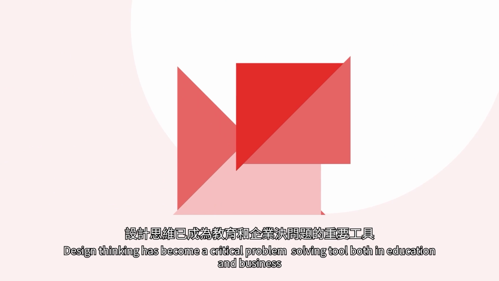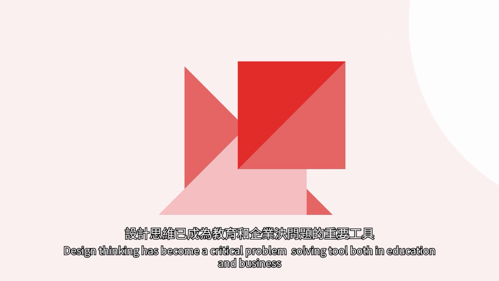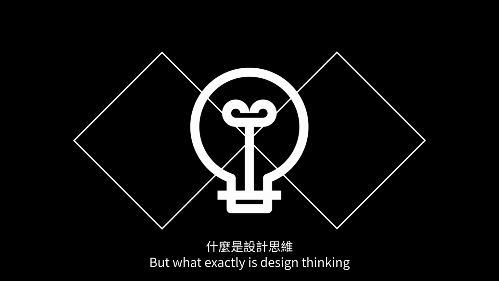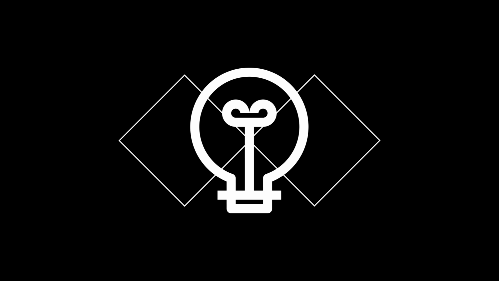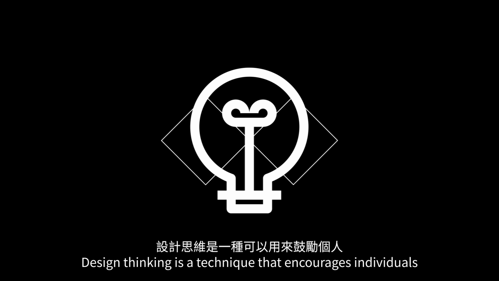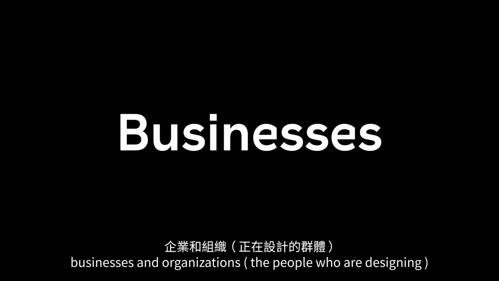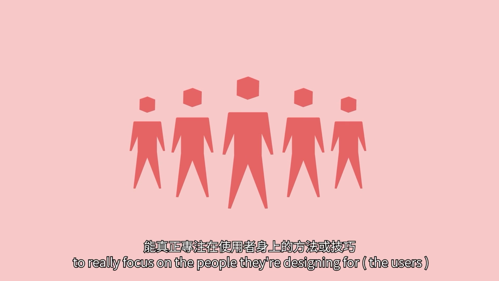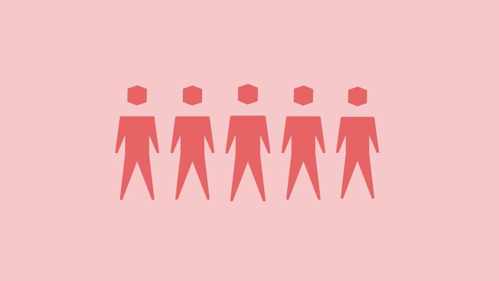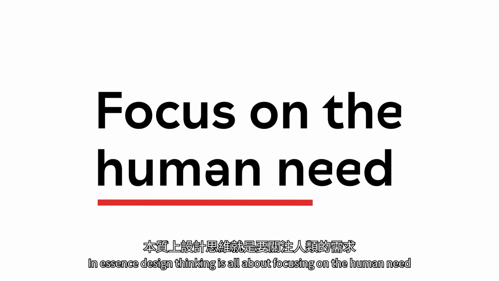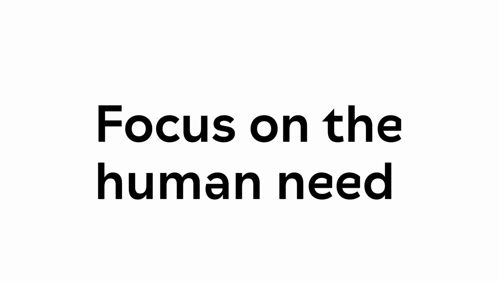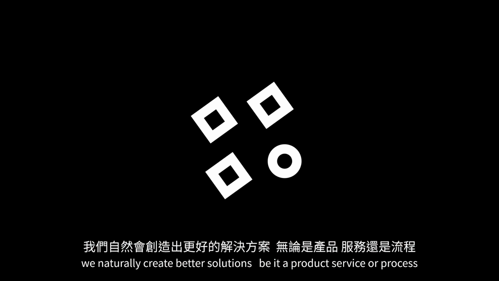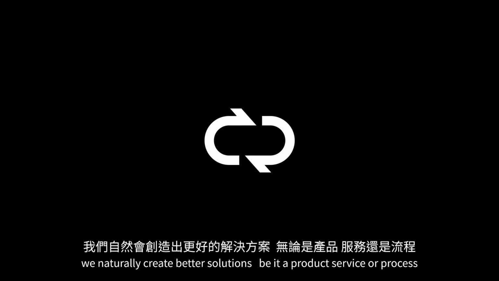Design thinking has become a critical problem-solving tool, both in education and business. But what exactly is design thinking? And why is it so important? Design thinking is a technique that encourages individuals, businesses, and organizations, the people who are designing, to really focus on the people they're designing for, the users. In essence, design thinking is all about focusing on the human need. By putting the user at the center, we naturally create better solutions, be it a product, service, or process.